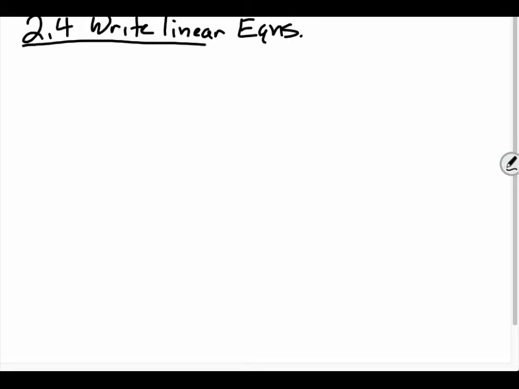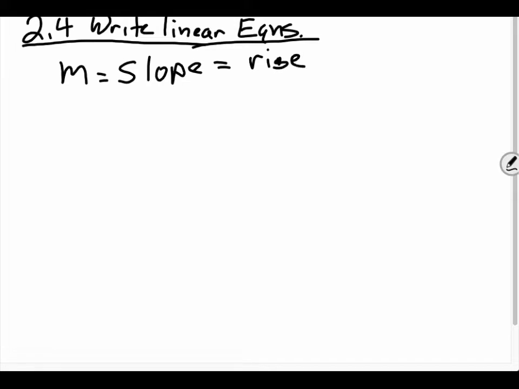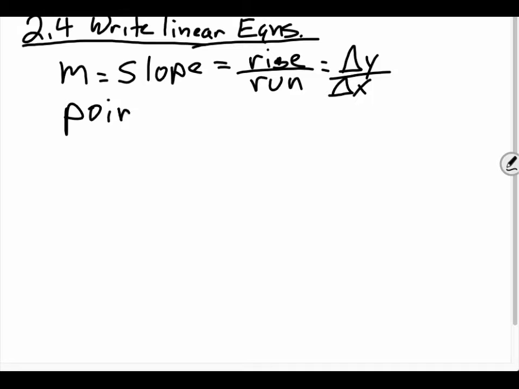All right, so for 2.4, we're going to write linear equations. And usually, at least for this section, they're going to give us slope, which remember is the rise over run. Sometimes we call that the change in y or delta y over delta x. And then usually they're going to give us a point, which is an ordered pair, but we say x sub 1 comma y sub 1.